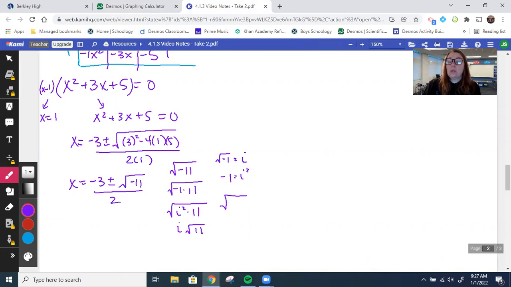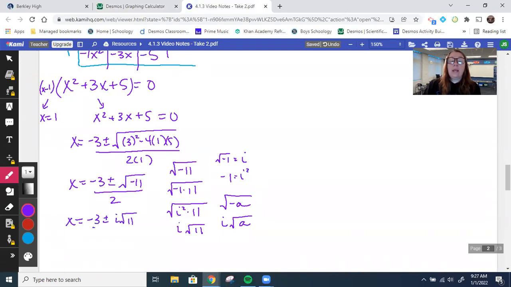In general, when you have the square root of a negative number, it's always just i times the square root of what that number is. If you can take the square root of this, like if this was -9, I could just say this is 3i because I can actually take the square root of 9. Here, I can't take the square root of 11, so I just leave it alone.